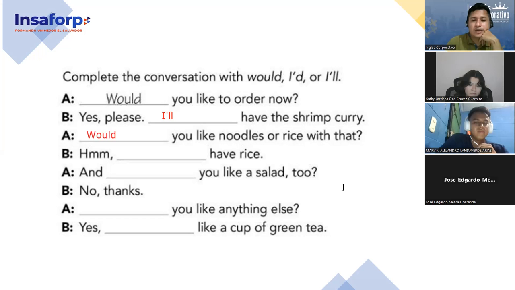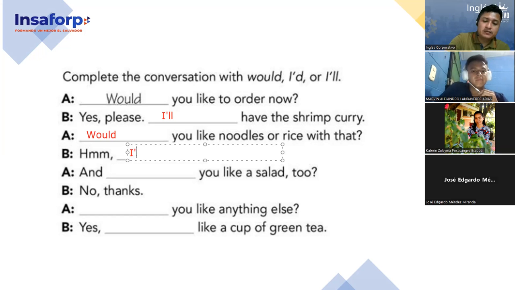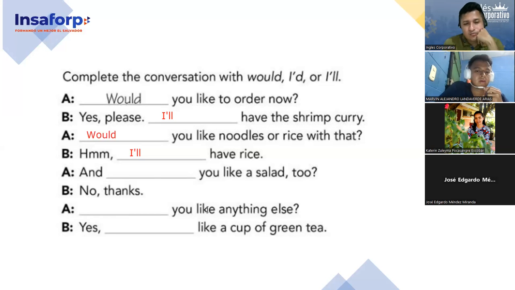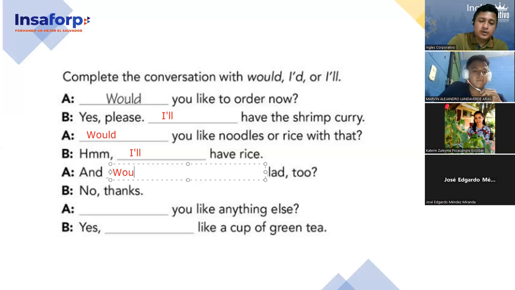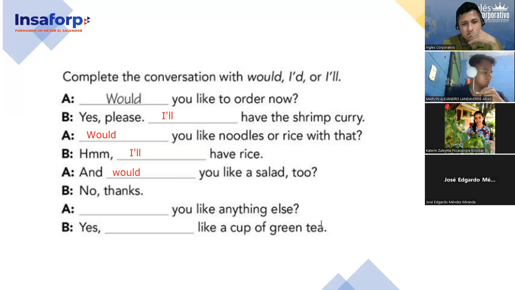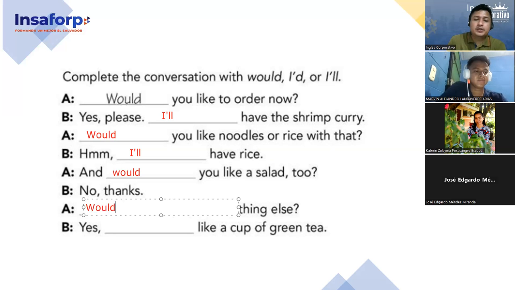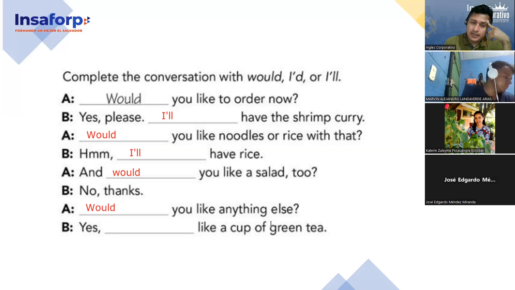Would you like noodles or rice with that? What is the next one? Anybody? I'll. Exactly right. Oh, this is piece of cake for you. I'll have rice. And? Would you like? Exactly right. Would. And, oh, I'm sorry, this is love letter. And would you like a salad too? No, thanks. Would you like? Exactly right. Would you like anything else? Yes.